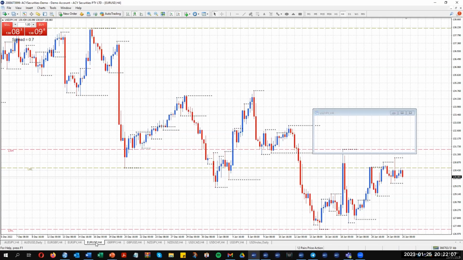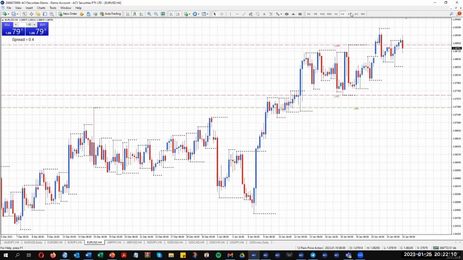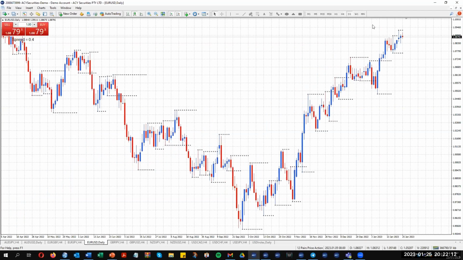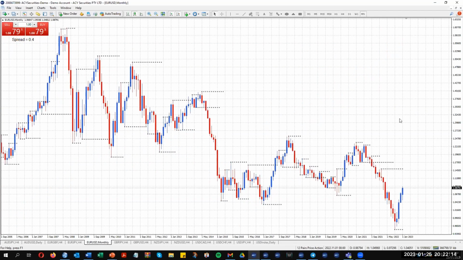All right, so we'll have a look at the euro dollar. Everybody should be familiar with the euro dollar if you trade the Forex market. And I like to look at structure from the highest time frame, the monthly. And then I build my way down.